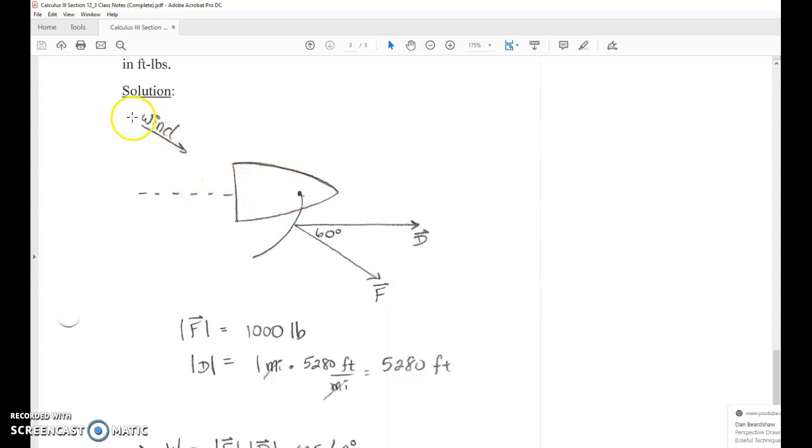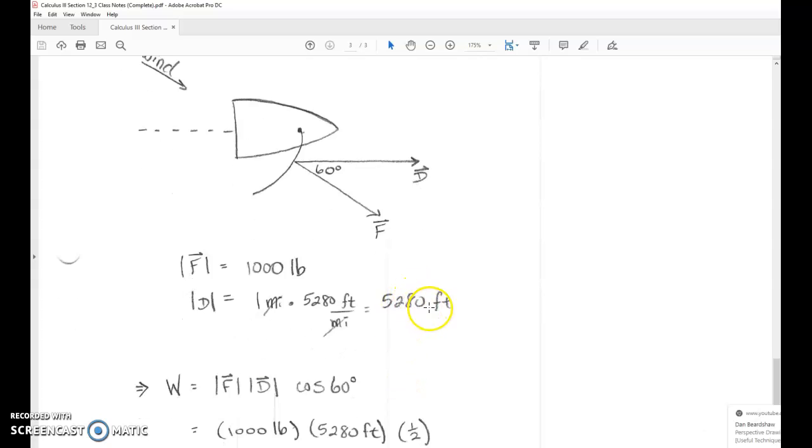So here we have a sailboat. We have the wind coming in this direction, which means that the force of the wind is pushing the sail this way. Okay, but the boat is being displaced horizontally this way. And I'm telling you that the angle between those two is 60 degrees. So the length of the force vector given to us is 1,000 pounds. The length of the distance vector, oh, there should be an arrow over that D, but that's okay, is 1 mile, but we wanted it in feet to put it in foot-pounds, so there's 5,280 feet per mile. So the length of it is 5,280 feet.